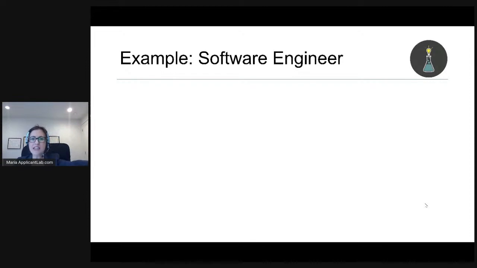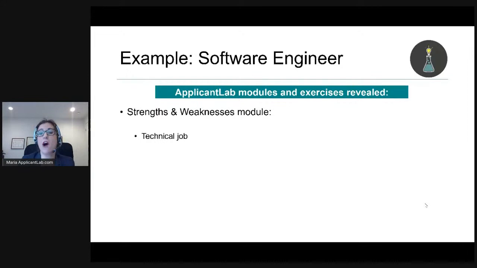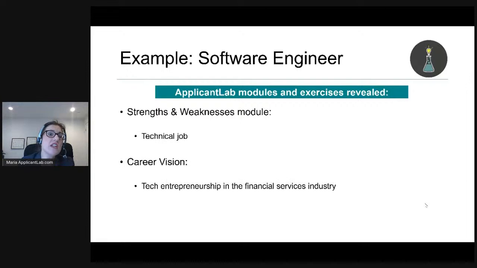This is based on a real person. I've, of course, changed the identifying information. But let's say that there is someone who is a software engineer who's applying to business school. So they go through the ApplicantLab modules and the exercises. And so this person says, okay, the strengths and weaknesses module is telling me that I have a technical job. And oftentimes the technical parts of my job are not that interesting to admissions committees. My career vision is that I one day want to become an entrepreneur in the financial services industry. This is also an industry that now is being referred to as fintech, right?